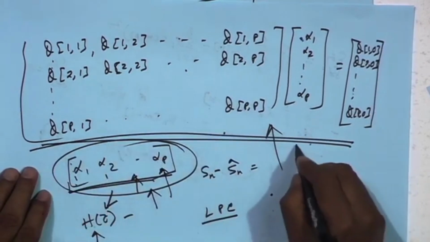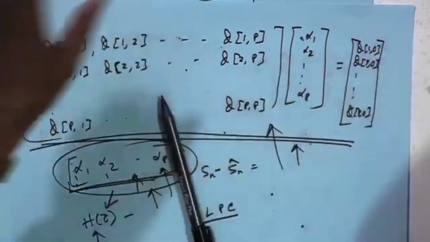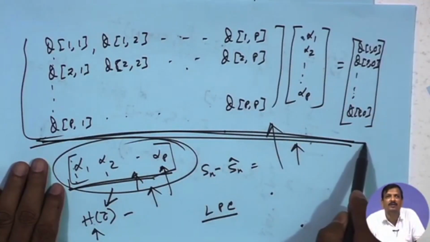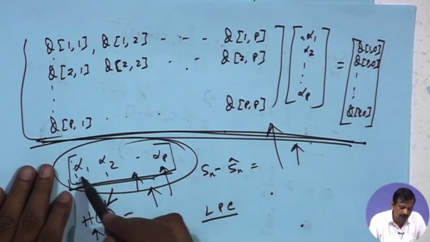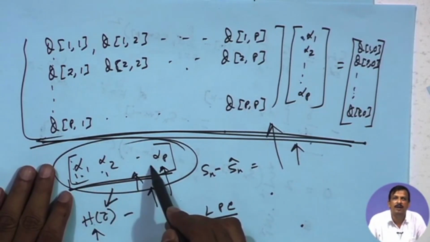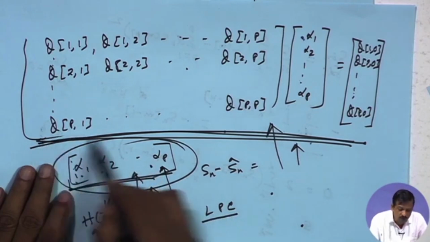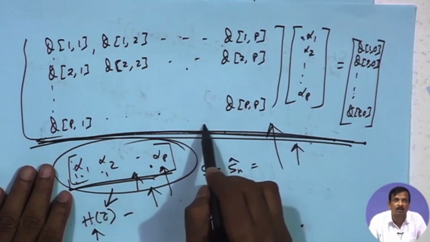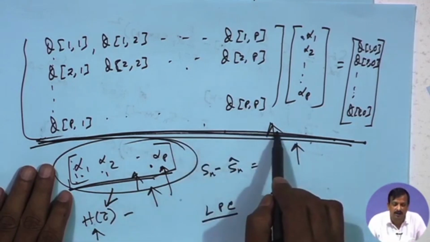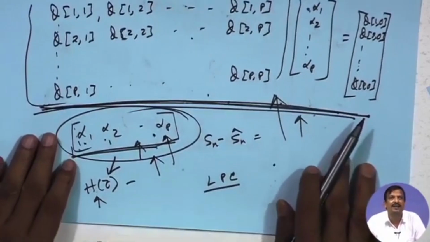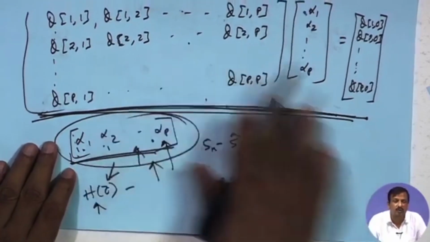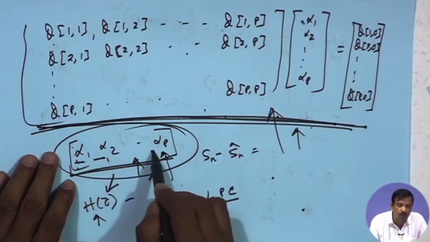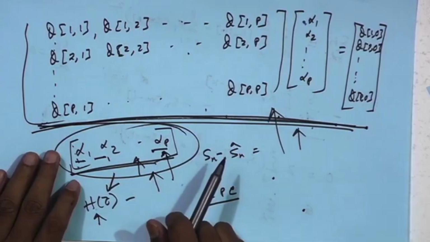If I want to solve this matrix, there may be a number of methods available. Using those methods, how efficiently I can solve this matrix so that I can estimate these values is my target. So, first we will discuss the autocorrelation method. There are three kinds of methods: the autocorrelation method, the covariance method, and another one called the lattice filter method. Using those three methods, I will try to estimate the values of alpha 1, alpha 2 and alpha p. Okay? So, next class we will do that.